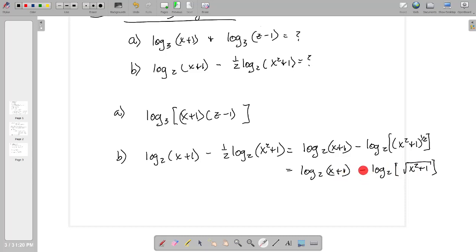We have a subtraction, which means we divide as an input. So it'll be log base 2 of x plus 1, the positive term, divided by the negative term. We have this negative here. Square root of x squared plus 1. And we're done. This is the most combined version of the logarithm.